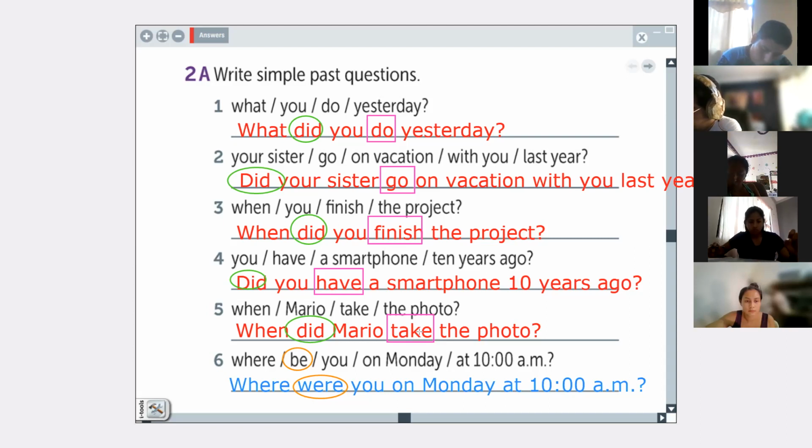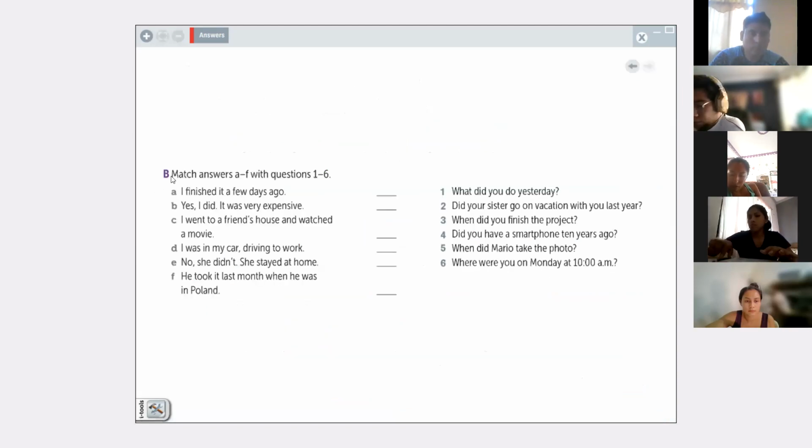Okay, so we're going to match these questions with the answers in the next exercise. Okay, let's go to exercise B. Exercise B says, match answers A to F with questions 1 to 6. So let's read first the answers, okay? For example, answer number 1. Areli, can you read sentence A?